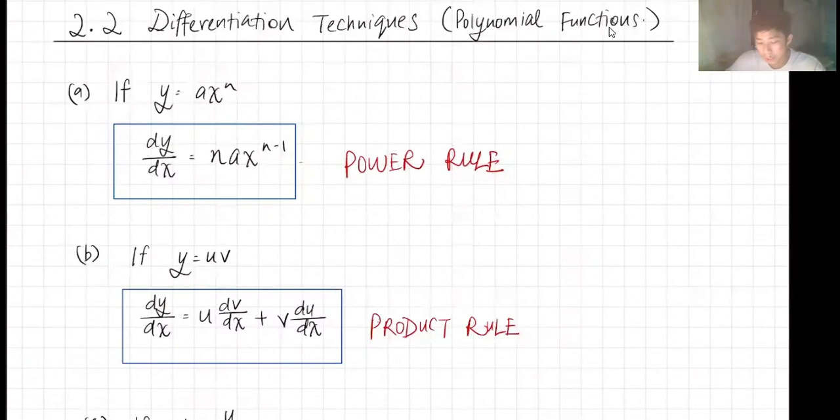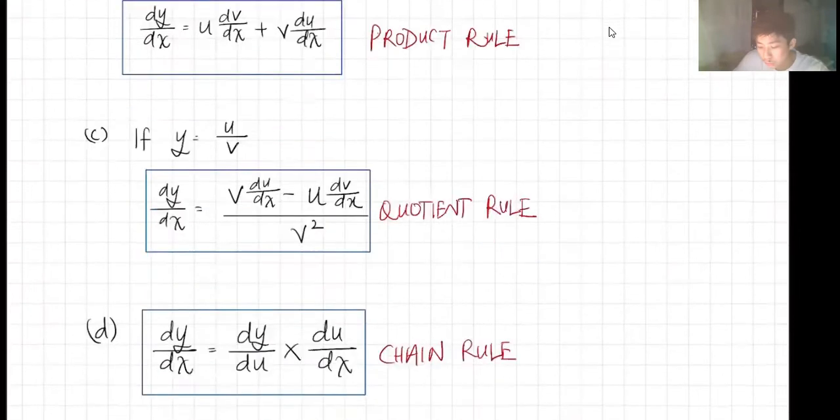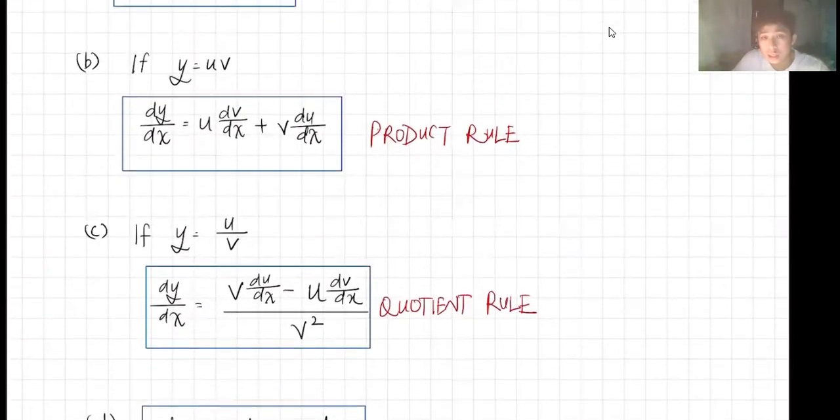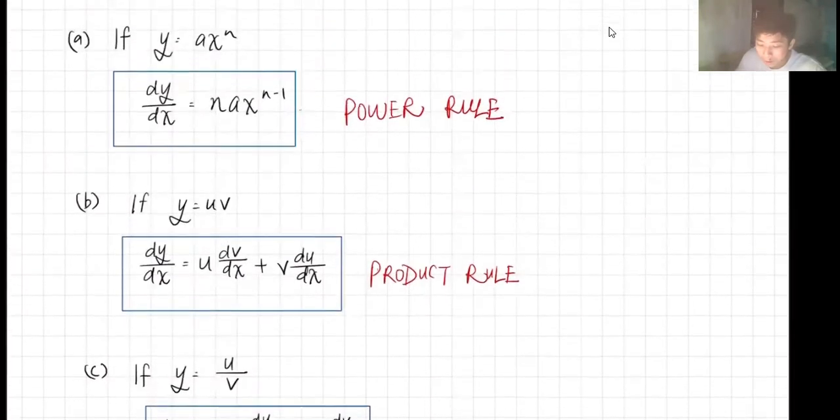So I'll be going through the power rule for this video. I will do the others in separate videos. I'll do power rule first, then product rule, then quotient rule, and chain rule last. And of course, we will do second derivative later. So anyways, we will do power rule first.